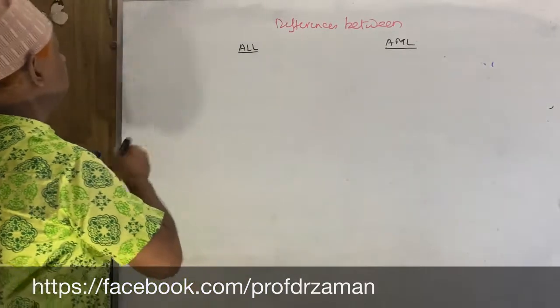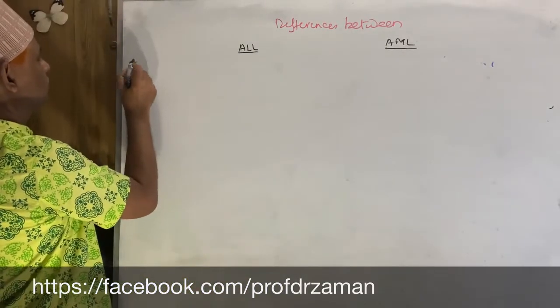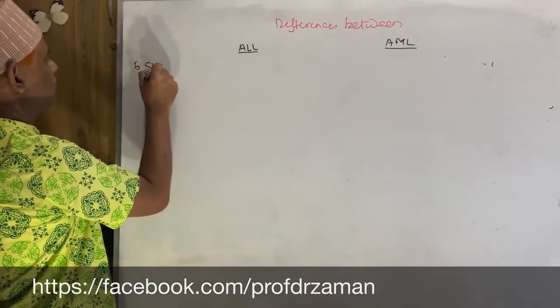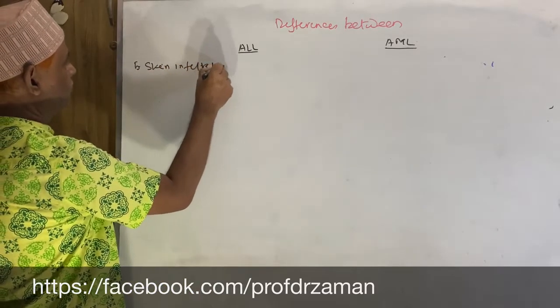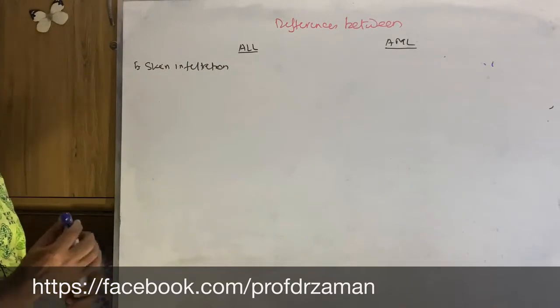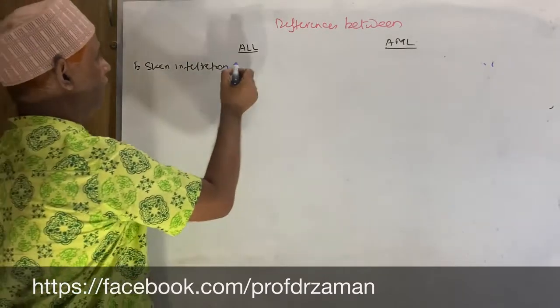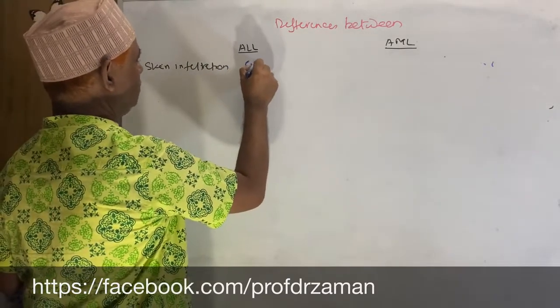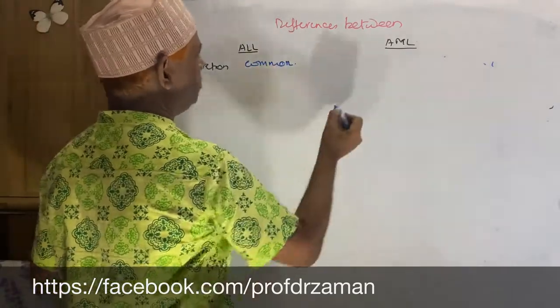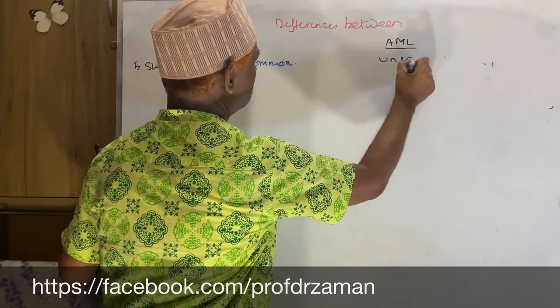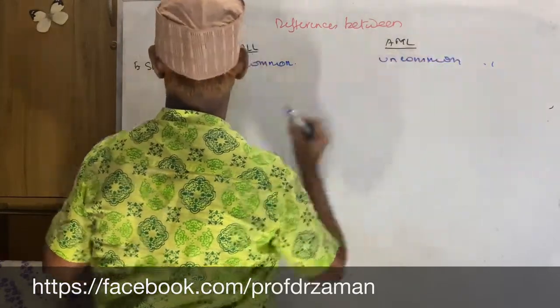Then come to skin infiltration. Skin infiltration is common in acute lymphoblastic leukemia, and uncommon in acute myeloblastic leukemia.